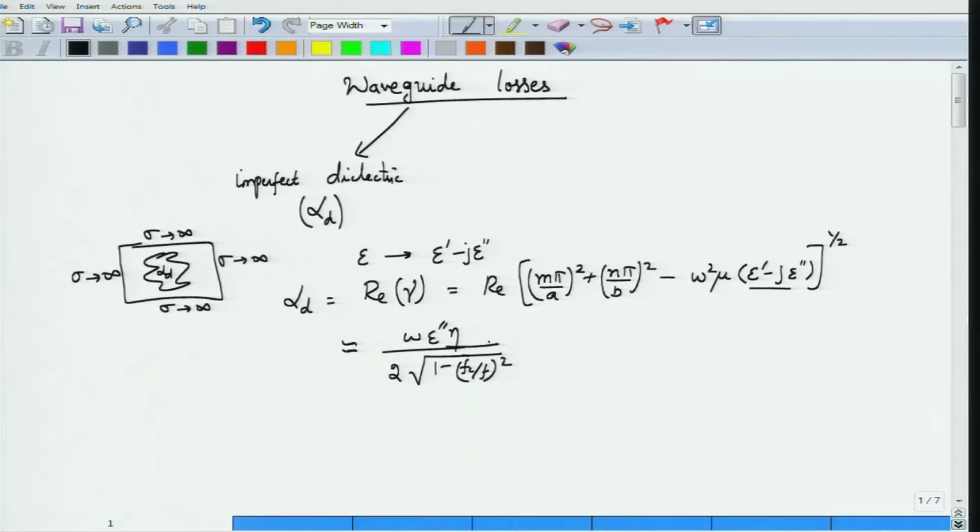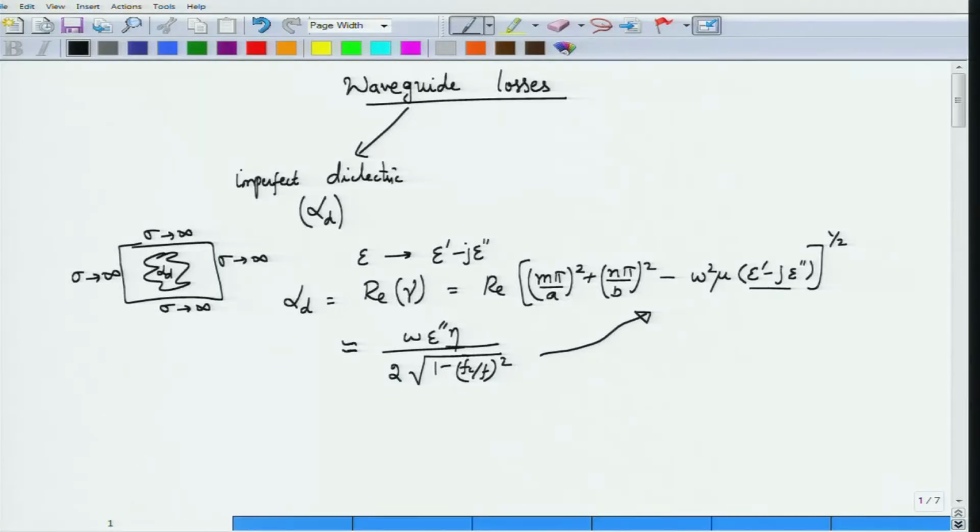Okay. You do not have to remember this expression because it is not something of interest to us here. The better thing, if you have a calculator or access to a computer, would be to go back to the original expression itself and substitute epsilon prime minus j epsilon double prime for epsilon. So this is the dielectric loss and these are quite easy to model, as I said.